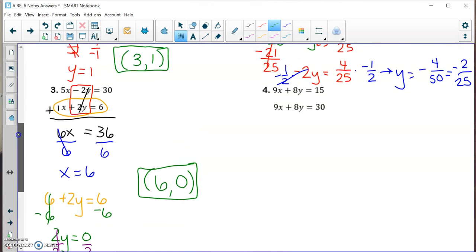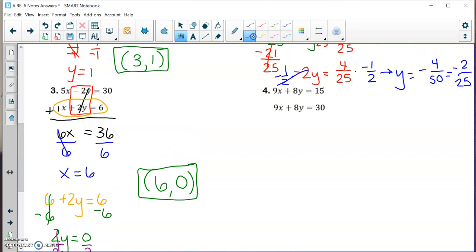All right, moving on to number 4. Now in number 4, my y values have the same coefficients, and my x values do too. Now I need a pair of opposite coefficients, meaning one of them needs to be negative. So you get to decide whether you want to get rid of x's or y's. It does not matter. I'm going to get rid of the x's. In order to get rid of the x's, they already have the same coefficient of 9. I need one of them to be negative.